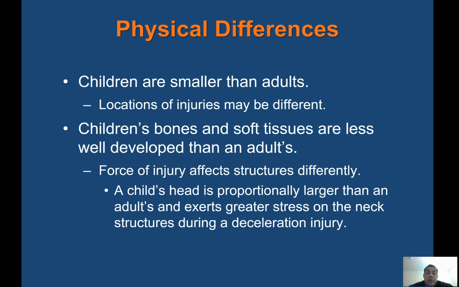Physical differences: children are smaller than adults, so locations of injuries may be different. Children's bones and soft tissues are less well developed than adults'. The force of injury affects structures differently. A child's head is proportionally larger than an adult's and exerts greater stress on the neck structures during a deceleration injury.